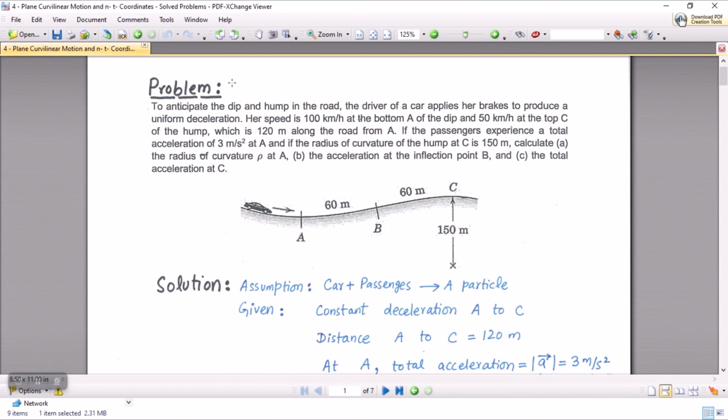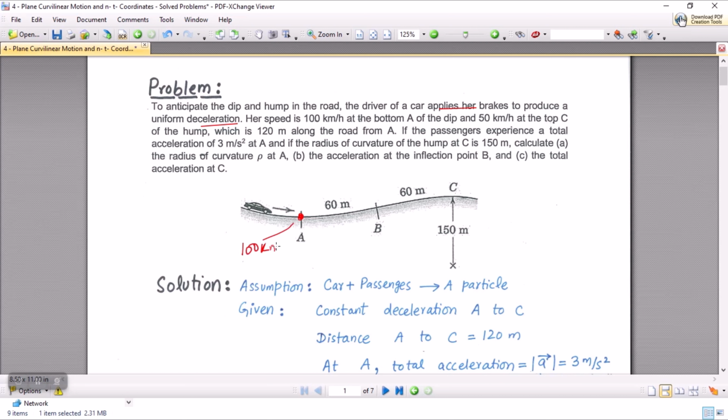The first problem says that to anticipate the dip and hump in a road, the driver of a car applies her brakes to produce uniform deceleration. Her speed is 100 km per hour at the bottom A of the dip. So point A is the bottom of the dip and the speed at that point is 100 km per hour.